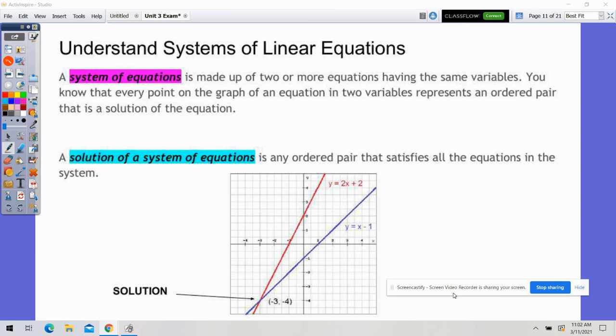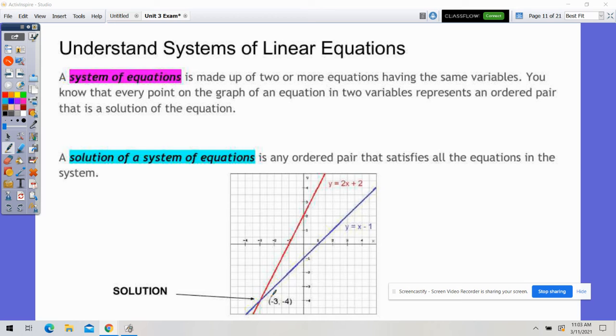So here you can see we have a graph with a system of equations represented on this graph. We have 2 linear equations, y equals 2x plus 2, and y equals x minus 1. And the solution is that intersection point, which I have labeled right here, -3, -4. So it's any ordered pair that satisfies all the equations in the system. So that point, -3, -4, satisfies both equations. It is on both of those lines.